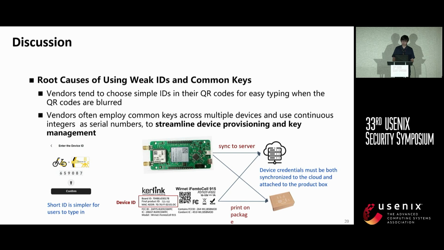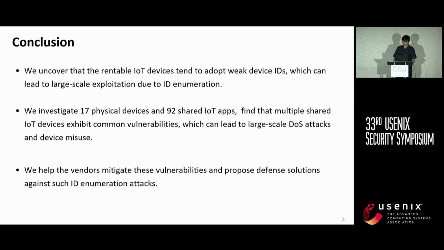We talked to device vendors to understand why they use short IDs in their products. They use the short serial number in the QR code for easy manual entry when scanning is not possible. They also use common keys across devices to simplify manufacturing, avoiding the need to pair each device's ID with a unique key on their servers. However, this practice allows attackers to guess IDs, increasing the risk of ID enumeration attacks.